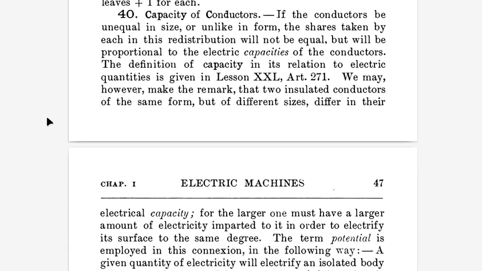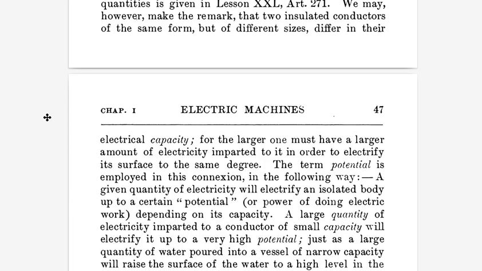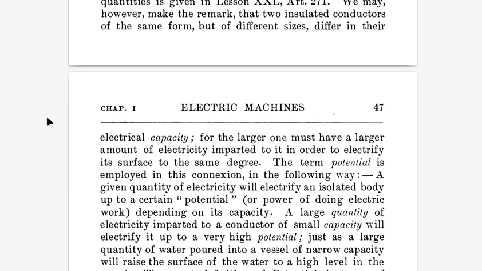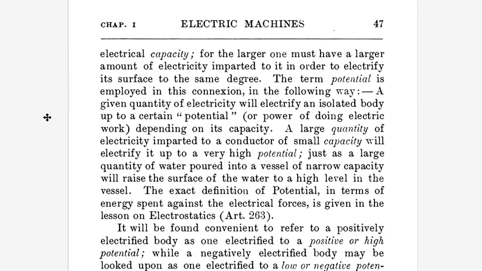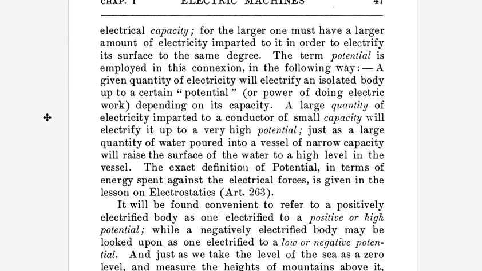40. Capacity of conductors. If the conductors be unequal in size, or unlike in form, the shares taken by each in this redistribution will not be equal, but will be proportional to the electric capacities of the conductors. The definition of capacity in its relation to electric quantities is given in Lesson 30, Article 271. We may, however, make the remark that 2 insulated conductors of the same form, but of different sizes, differ in their electrical capacity. For the larger one must have a larger amount of electricity imparted to it in order to electrify its surface to the same degree.